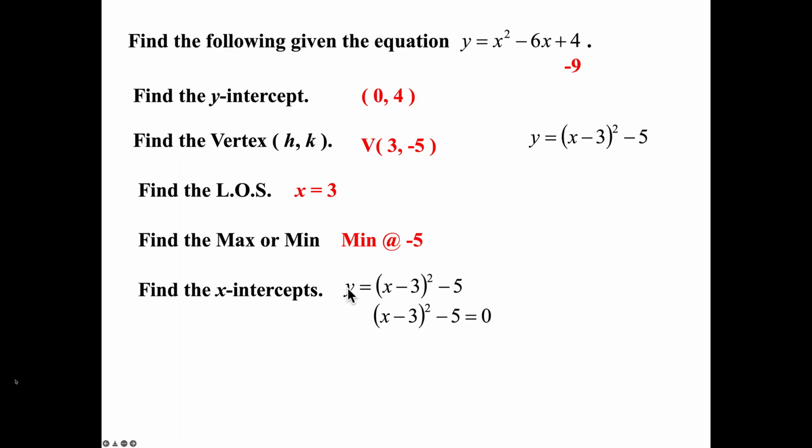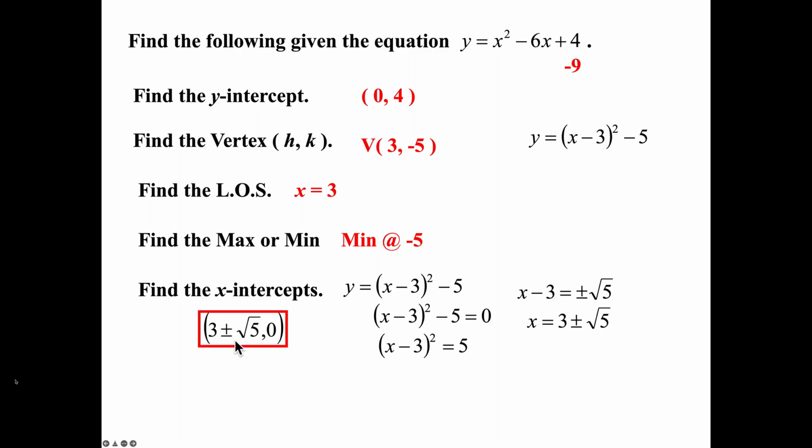Well, I like to have my x's on the left when I solve, so I like to move everything to the right. So I'm going to put the 0 over on the right side. I add over the 5. I take the square root of both sides. That's plus or minus the square root of 5. Add over the 3, and I like to sneak it right in front of the plus or minus. There's my x-intercepts. 3 plus or minus the square root of 5, comma 0.